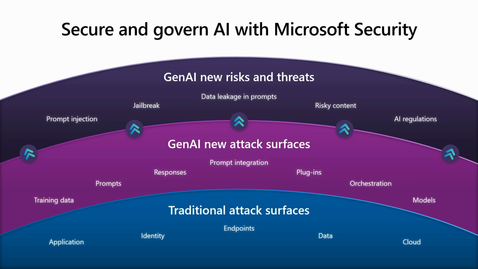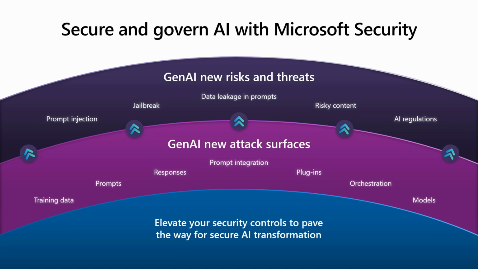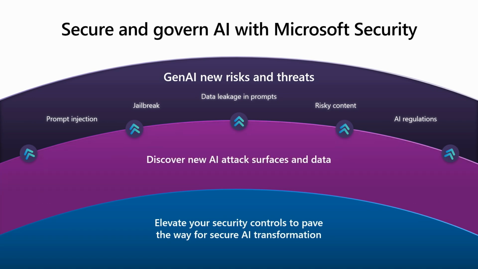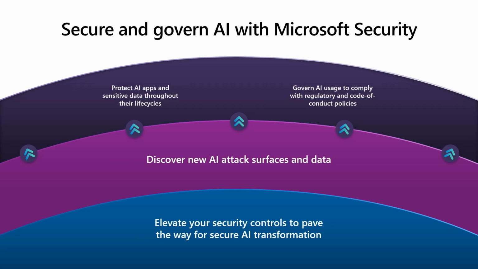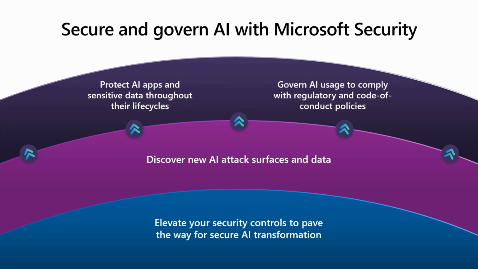So these new attack surfaces bring in new risks like prompt injection, jailbreak attacks. Anybody see Mark Russinovich's session? And he talked about Crescendo. That's really cool stuff, right? We'll talk about data leakage in prompts, risky content. And then there's that whole pesky regulatory and compliance thing that some of us have to play in that world as well. So let's get into a little bit about how we look at security and securing for these new risks.